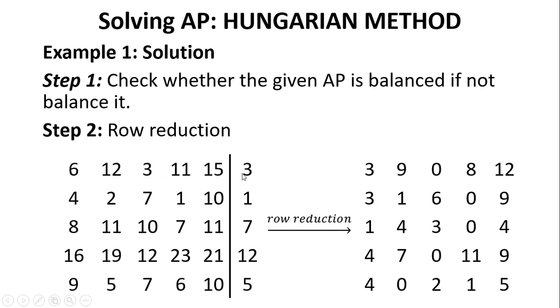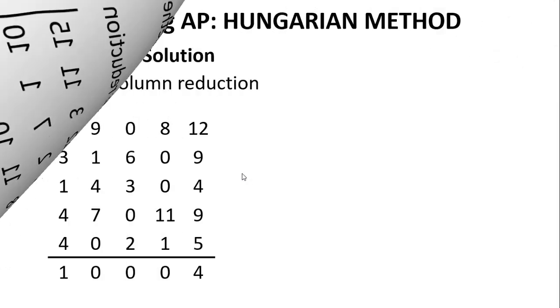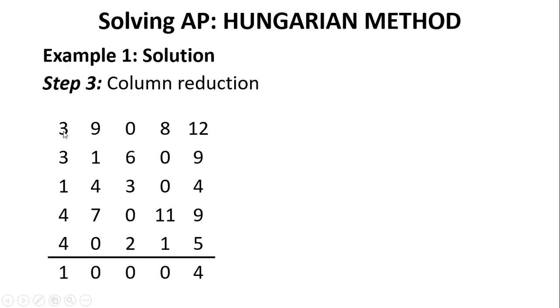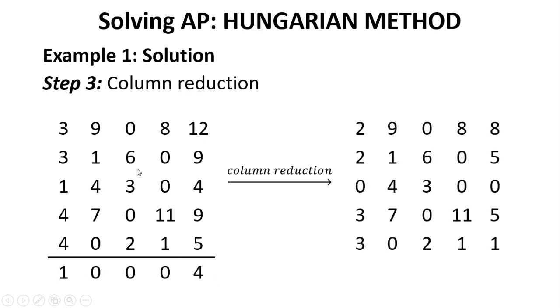Now, after row reduction, what next? We have to reduce the matrix again using column reduction. In column reduction we do the same, but it follows after row reduction. So this matrix here is the result of row reduction. From here, we perform the column reduction. We identify the smallest element from each column, and then we subtract these elements throughout their columns, and we end up with this matrix here.